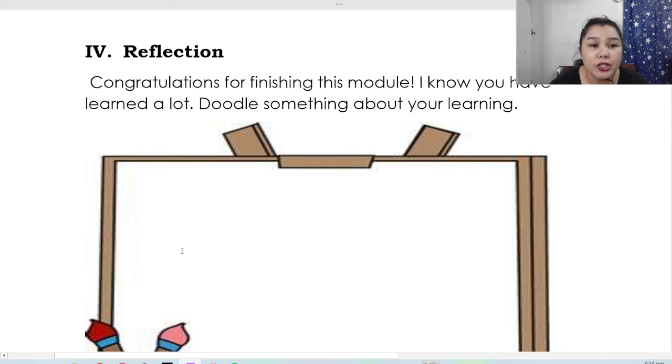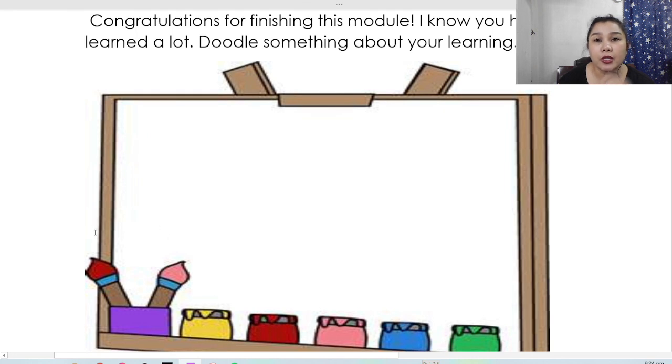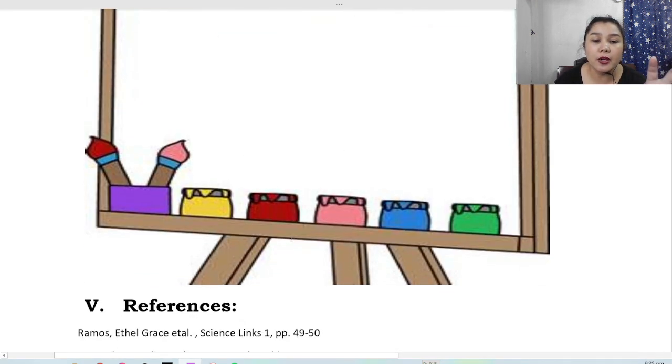Last, reflection. Congratulations for finishing this module. I know you have learned a lot. Doodle something about your learning. So, what have you learned? Now that you know that there are differences and similarities of growth in children, what did you realize, especially about those factors that cause your growth? Ano ang natutunan mo doon? And then, you can draw something from here.